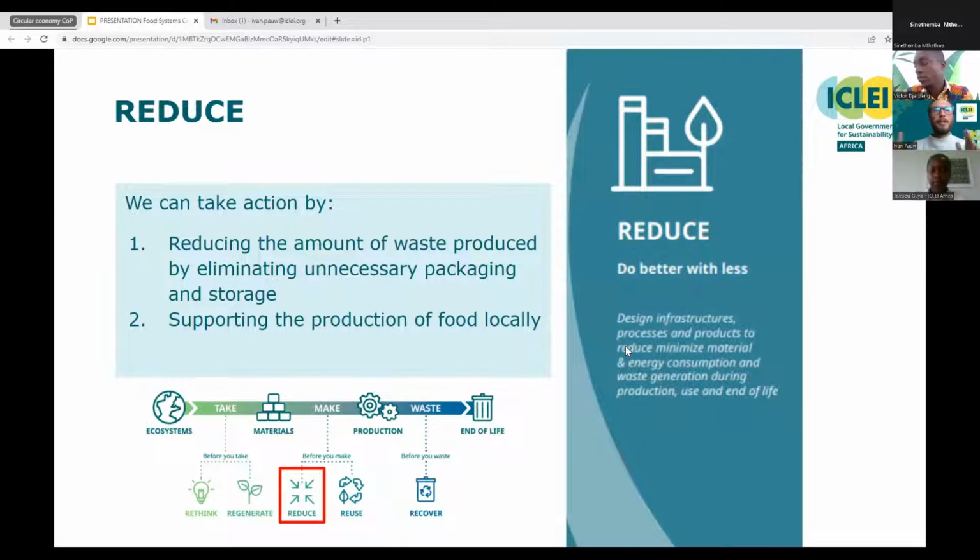So as you can see, a lot of these actions are very much interlinked, and in this context, supporting the production of food locally is an incredibly important consideration, as it will also reduce the impacts of very long and extensive linear food value chains on which we currently depend.